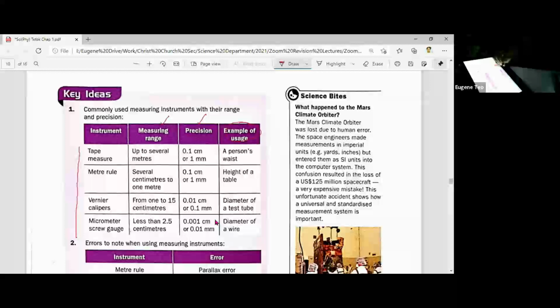But I need you to take note of this. What is important for your practical? Measurement comes out quite a fair bit in practical. For the tape measure and meter rule, do take note the precision is up to 0.01 cm. Vernier caliper, typically we will use cm also, 0.1 cm. For the micrometer, normally we will refer to the precision as 0.01 mm. In terms of measuring range, we generally use the micrometer if it's less than 2.5 cm. So we don't use the micrometer for very big measurements. Generally, it's for very, very small measurements that we're going to take.